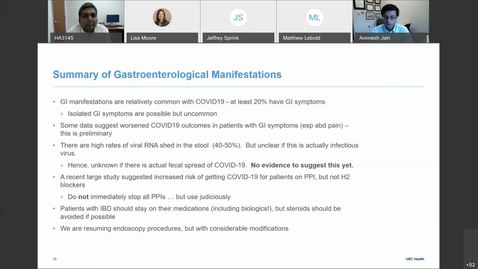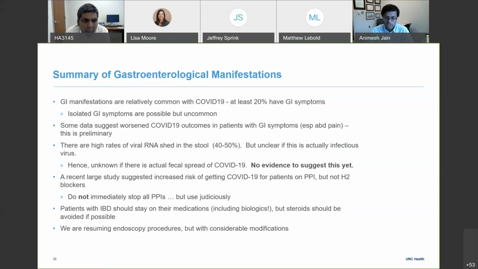In terms of viral spread, there are clearly high rates of viral RNA that's detectable in the stool, and this can persist for a long time, but there is no compelling evidence that there is actually infectious virus that is shed in the stool, and there has been no reported or confirmed evidence to suggest fecal spread of the virus, even though we need to keep an eye on this.